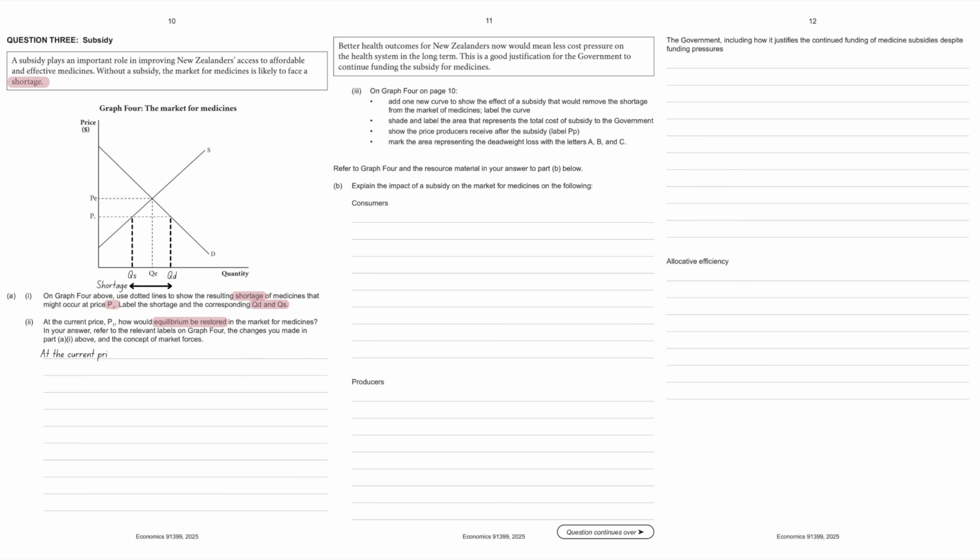Alright, so at the current price, which is P1, the quantity demanded, QD, of medicines is greater than the quantity supplied, QS, resulting in a shortage. So remember to refer back to the graph here by saying QD and QS. When there is a shortage, people want to buy the medicines, but there is not enough medicine to go around. So there's going to be a bit of a war going on to make sure that people get the medicine that they want. This is when consumers bid up the price of medicines. Bidding up is the term that we use to say that there's a bit of a scrap going on. Everyone wants medicine, so they're willing to pay a high price. They bid up the price.